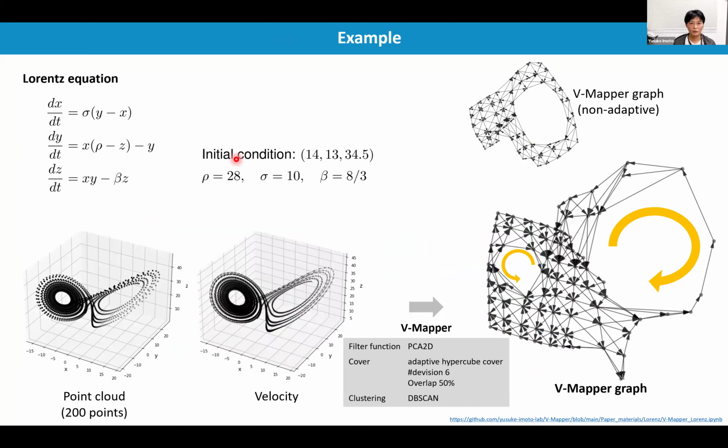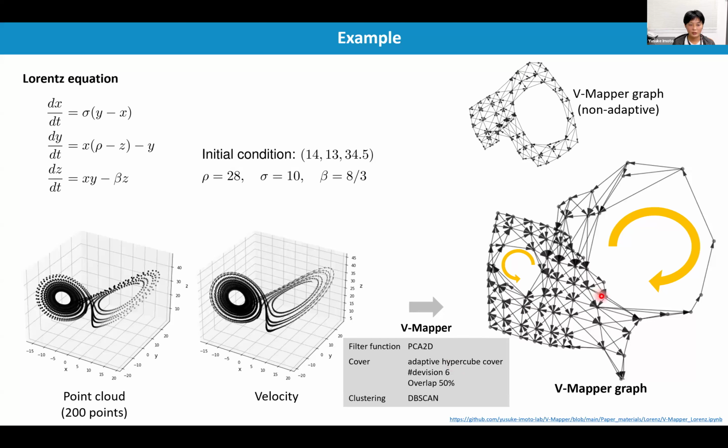I show an example different from the previous cat data because there is no velocity in the cat. This is an ODE system known as the Lorenz equation. The Lorenz equation has an attractor that orbits around two points. We generated the input data from the trajectory of the Lorenz equation with constant time increments. We set the parameters as follows: the filter function is a two-dimensional principal component analysis, the cover is an adaptive hypercube cover with 50% overlap, and the clustering is DBSCAN.